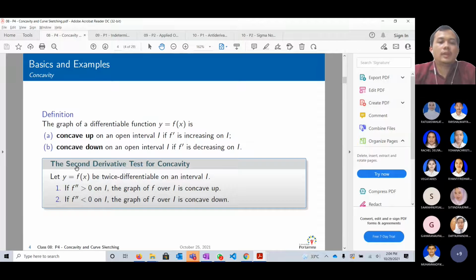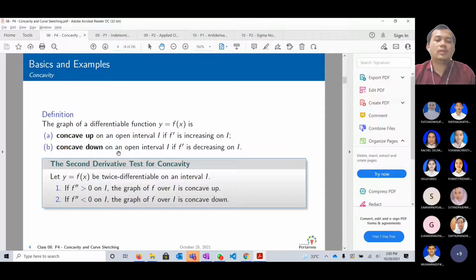So, what is the definition of concavity that we will use? The graph of a differentiable function y equals f(x) is concave up, looks like this, cekung ke atas, on an open interval I if f prime is increasing on I. Jadi cekung ke atas pada interval I kalau turunannya itu adalah fungsi naik pada interval tersebut.